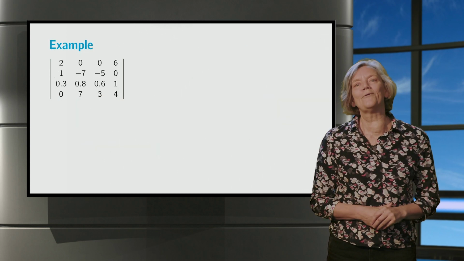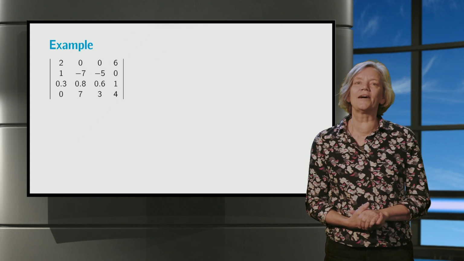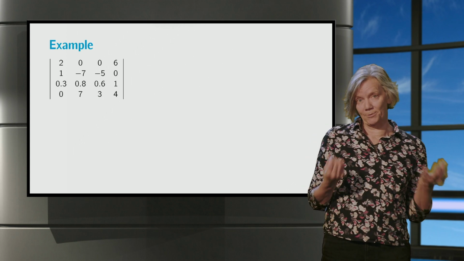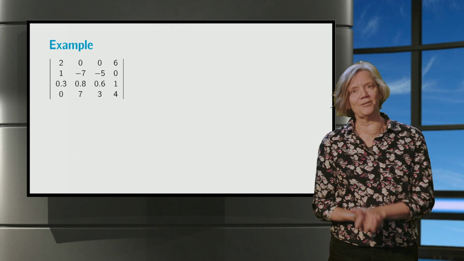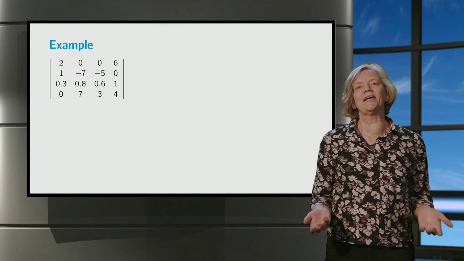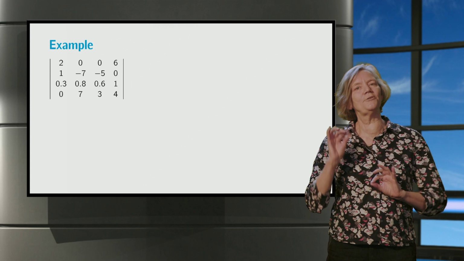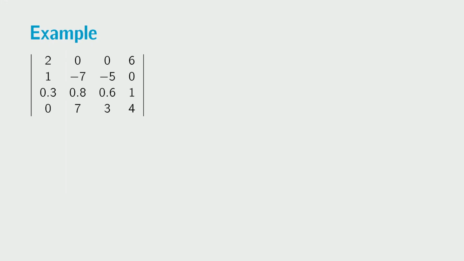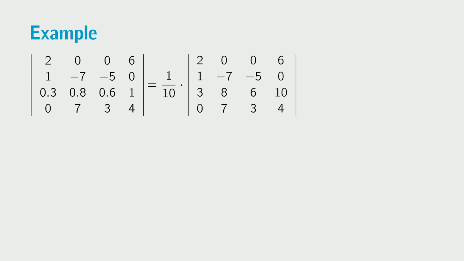Finally, an example of how these rules can simplify calculations. Suppose you want to calculate this determinant. Of course, this can be done in infinitely many ways. I'll show you just one of them. First, I don't like to work with fractions, so I'll take out the factor of 1/10 in the third row. The 1/10 becomes a factor before the determinant, and the third row of the determinant is multiplied by 10.